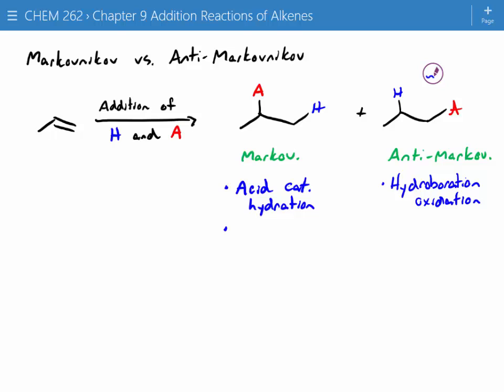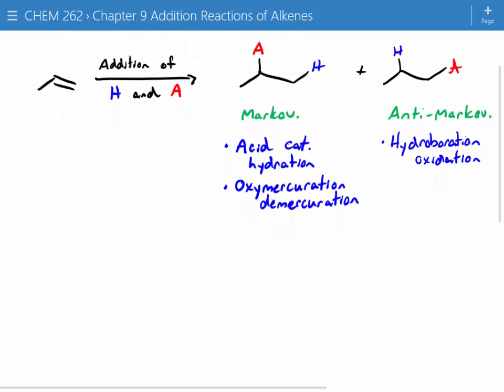The cousin to acid catalyzed hydration that was also talked about was oxymercuration, demercuration. And why would we use this instead of acid catalyzed hydration? To prevent rearrangements, right? So with acid catalyzed hydration, we go through a carbocation intermediate that tends to rearrange. Oxymercuration, demercuration, you avoid that rearrangement.